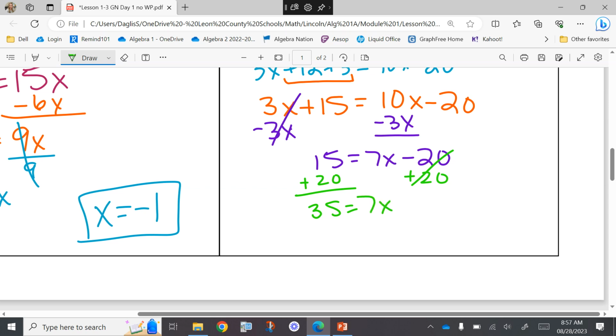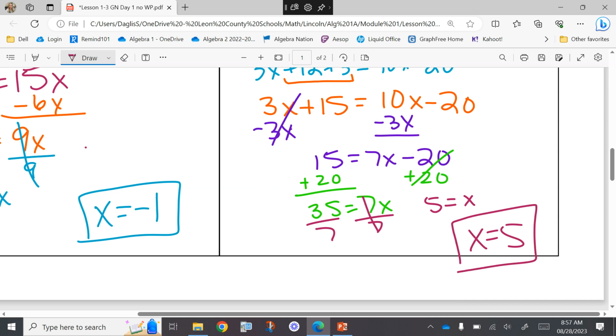And our final step, divide by what? 7. Good. 35 divided by 7 is 5. So 5 equals x. But how am I going to write my answer? Yeah. Because Miss Douglas is OCD like that.